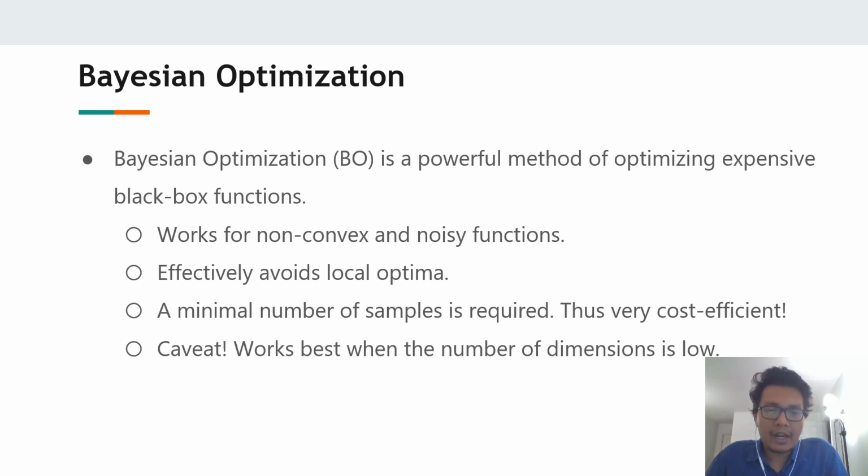Now we give a bit of background on Bayesian optimization, which is an important component of our paper. Bayesian optimization is a powerful method of optimizing expensive black box functions. It works for non-convex and noisy functions. It effectively avoids local optima. Also, a minimal number of samples is required for tuning and search. Thus, it is very cost efficient. There is one caveat though. It works best when the number of dimensions is low.